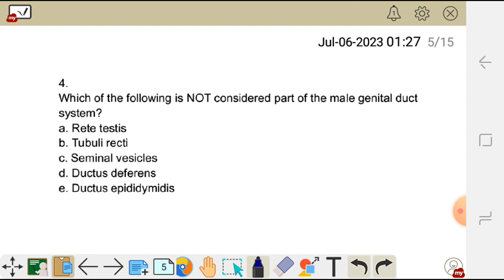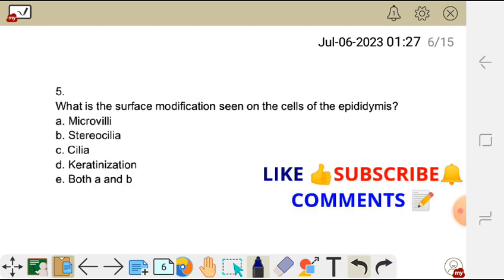The one which is not considered part of the male genital duct is the seminal vesicle. A seminal vesicle is a gland which produces a fluid which is part of semen. So the correct answer here is C.